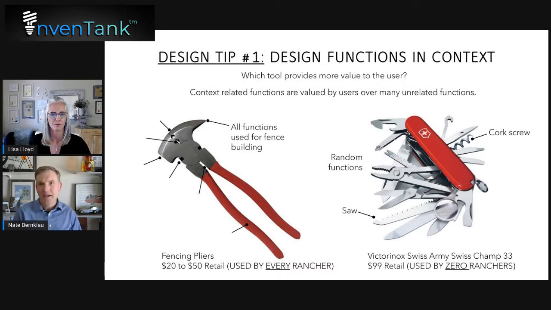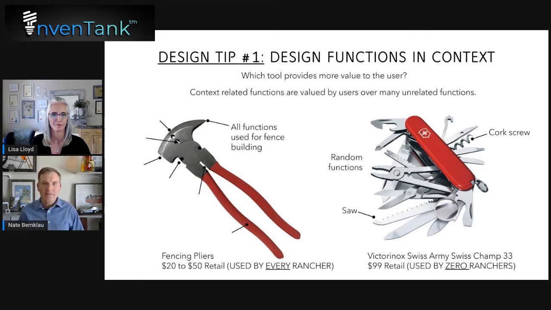But you can get the job done with those fencing pliers. Whereas the Swiss Army knife has tons of functions, some with up to 100 different things inside, but they're kind of random. You've got a corkscrew on one side, a saw on the other, a magnifying glass, and there's definitely utility there, but utility doesn't always equate to value. Even though the fencing pliers might be a $20 to maybe $50 item, it's used and enjoyed by a lot of people.